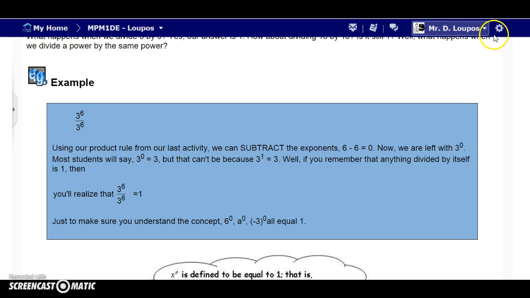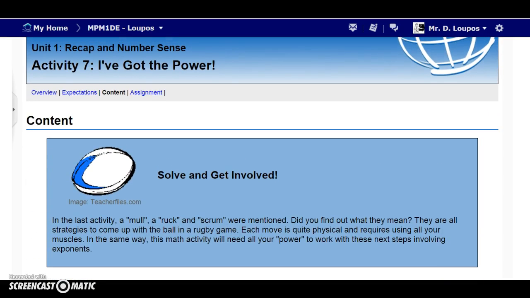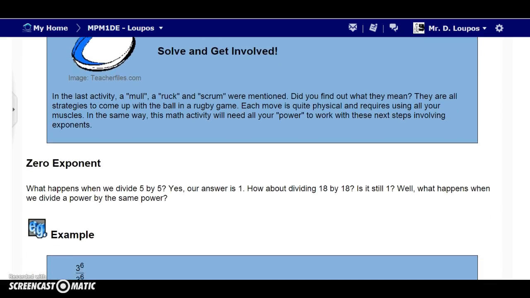So we start off here with part 2 of the exponent rules. It's called U1A Activity 7. I've got the power, solve and get involved, and so on.